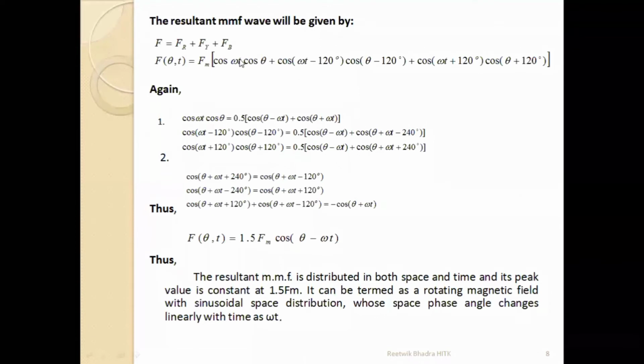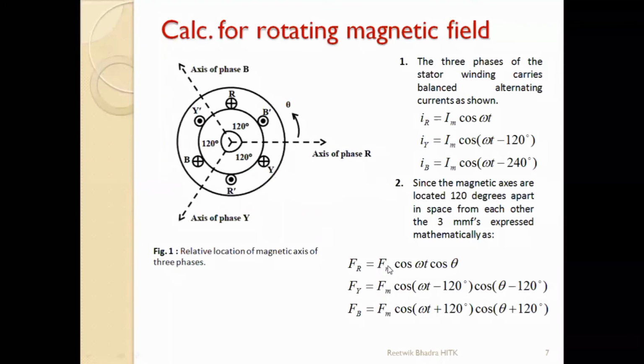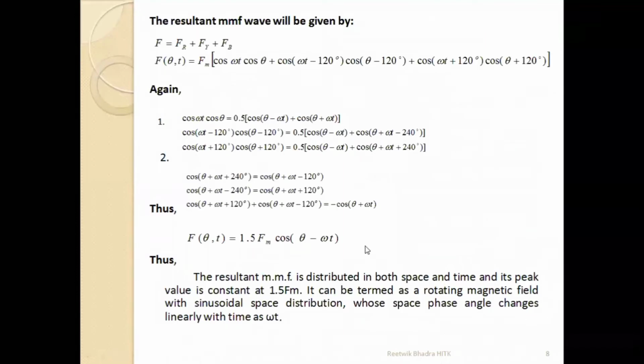Now since your MMF is a function of time t as well as space angle theta, F will come in terms of theta and t, so I have written F as a function of theta and t. You see in these 3 terms Fm is common, so I can take Fm common, and in the bracket I can write this cosine factor plus this cosine factor plus this cosine factor. So the next step I have written: Fm times these 3 cosine factors.